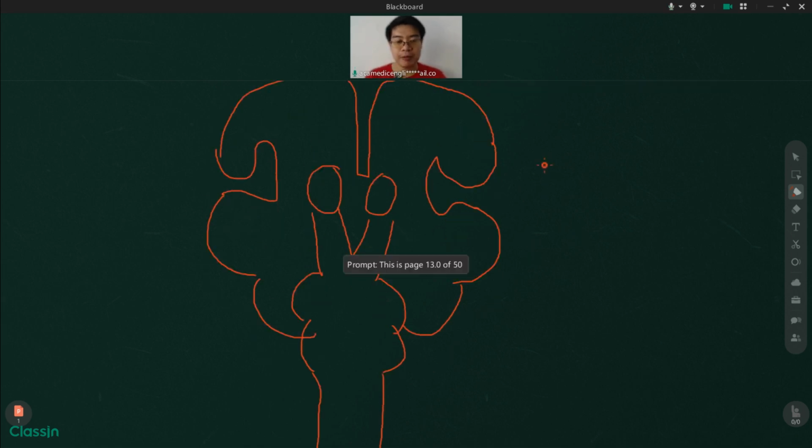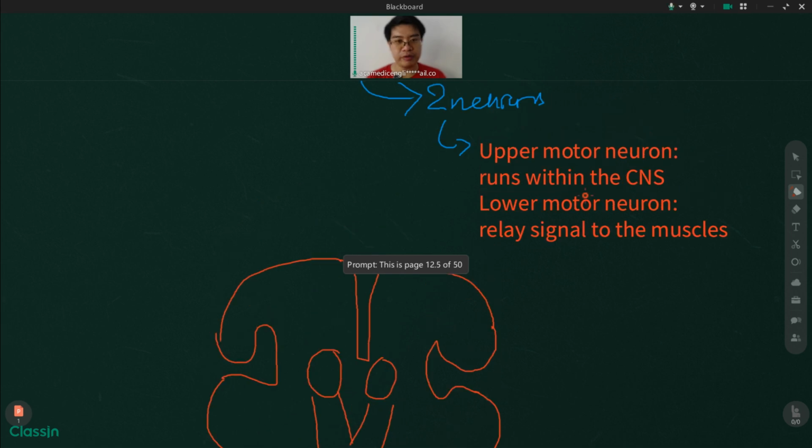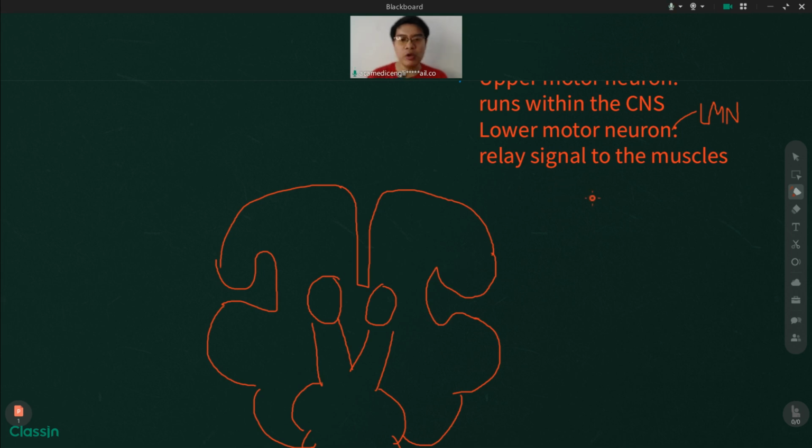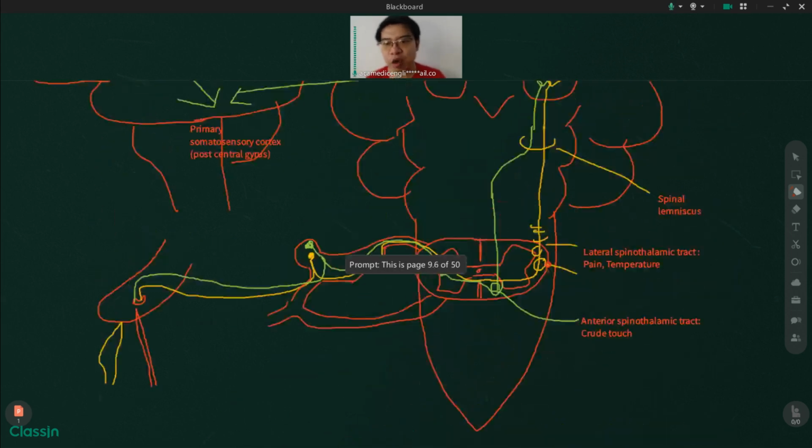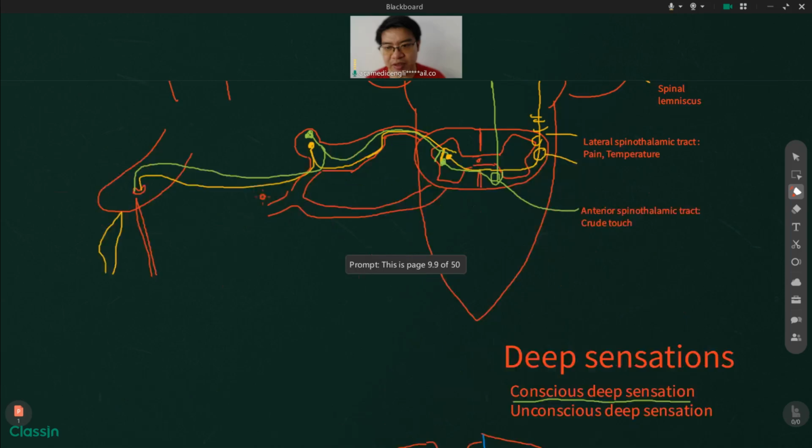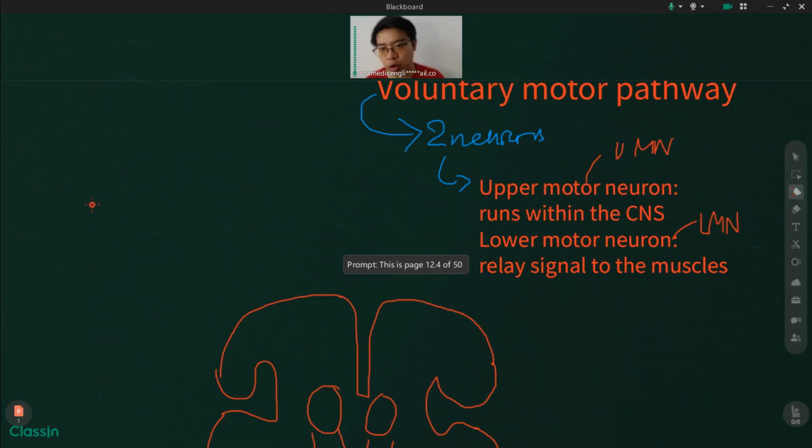So now, there are two neurons, right? There's an upper motor neuron and a lower motor neuron, or UMN and LMN. Now, you need to know where the UMN originates. Where does the upper one originate? Let's go back to this diagram right here and redraw it very quickly.